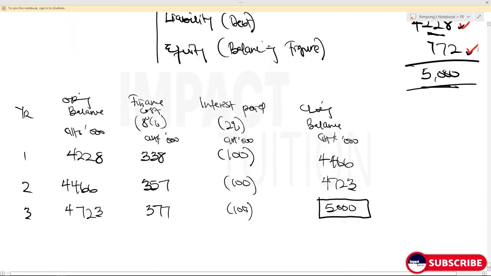Subsequently, it is measured at the amortized cost, and this is not done for the equity component because it remains the same until the bond is redeemed. But the liability component has to be subsequently measured using the amortized cost, and this is the calculation we have down here. At the end of the term, the closing balance should equal how much cash was received from the convertible bond or convertible loan. And this is all we have for financial liability.